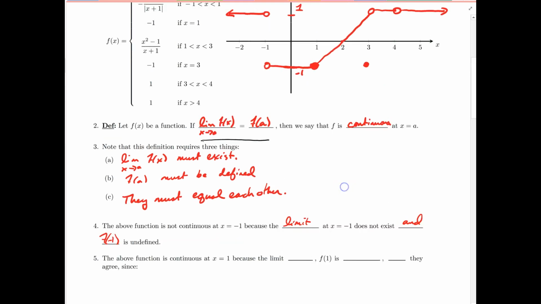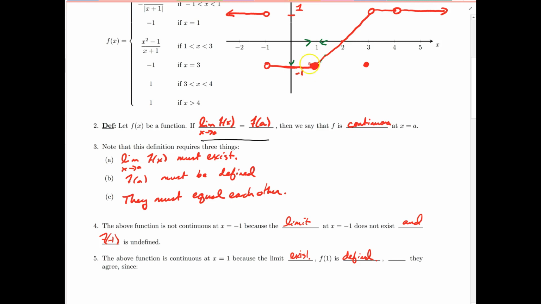How come? Well, because the limit exists. Check that. As I approach 1 from the left, I'm getting these y values here, and as I approach 1 from the right, we're approaching the same. So yeah, sure enough, as we get closer and closer to x equals 1, the y values are approaching -1 for either direction. So we would say that the limit exists. f of 1 is defined. What is f of 1? Well, we're told that if we plug a 1 into this function, it's supposed to output a -1. So f of 1 is defined.